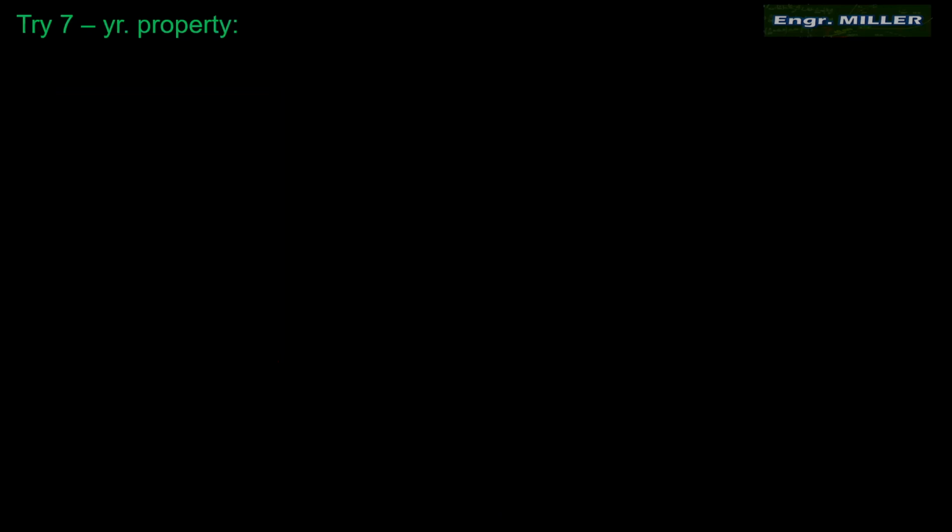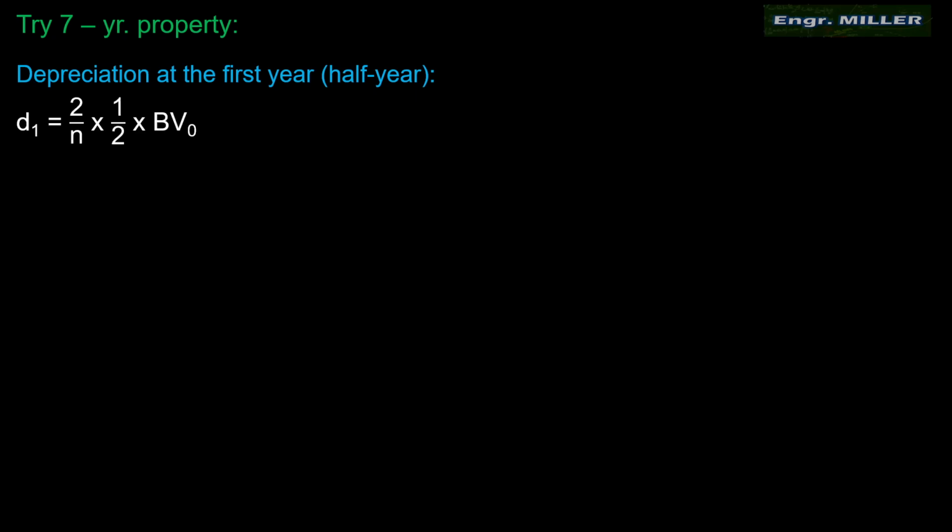Okay, let's try naman si 7-year property. Kailangan yung ma-master to kung paano gawin, no? First, half year. Yung first year is half year. Again, yung n natin is 7, so 2 over n. Basta first year, imumultiply mo ng 1/2. Okay? So, 2 over 7, dahil nga 7 year na pinag-uusapan, times 1/2, times 100%. That's the book value at the beginning. So, that will be 14.29%. Yan yung depreciation rate sa first year.